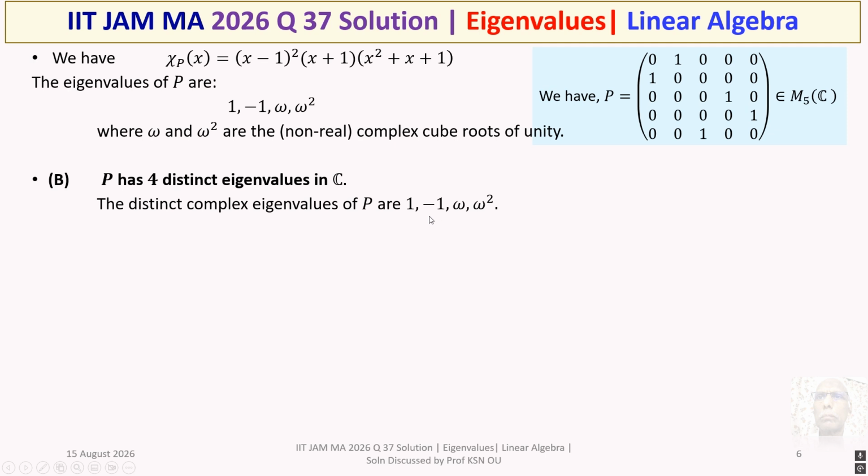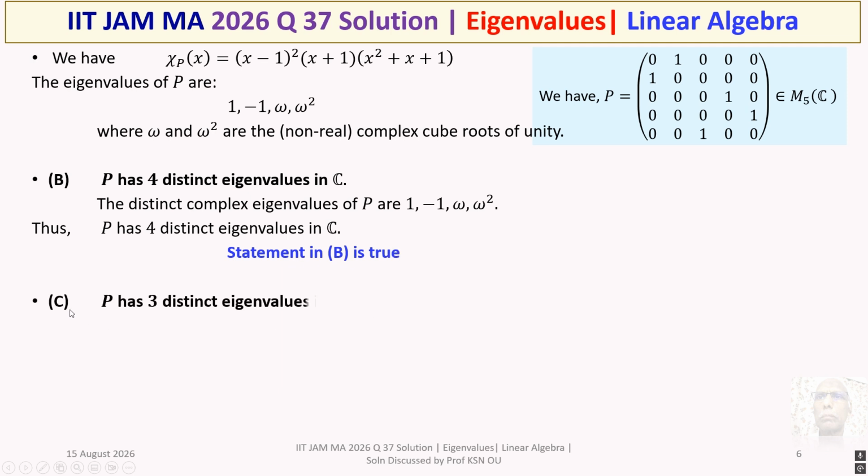1, minus 1, they are real numbers, and every real number is a complex number. Therefore, the distinct complex eigenvalues of P are 1, minus 1, omega, omega square. So thus, P has 4 distinct eigenvalues in C. So the statement B is true.